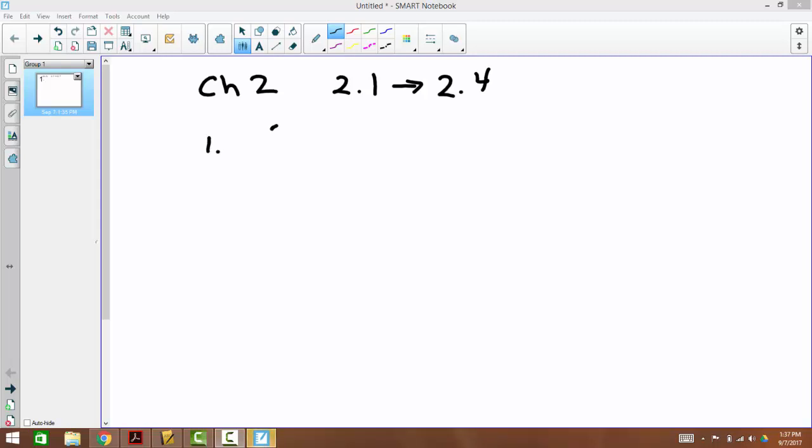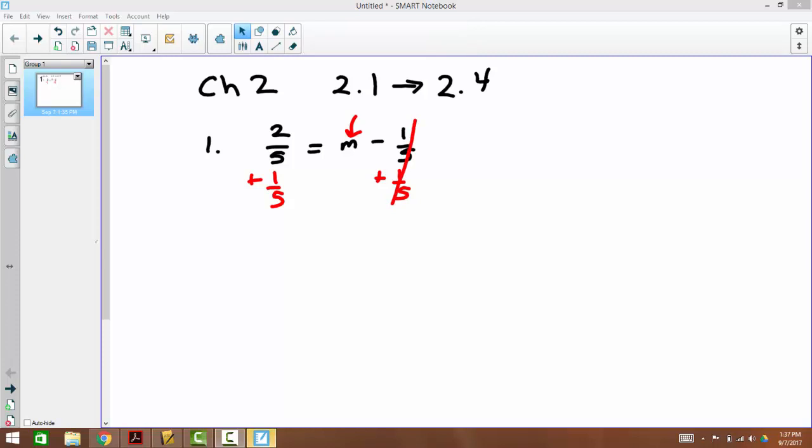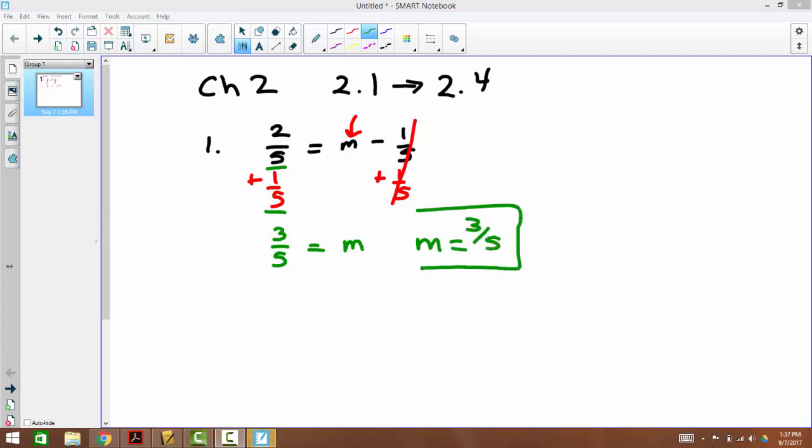So the first problem is 2/5 equals m minus 1/5. Now you're solving an equation here and you want to isolate the m. So you are going to add 1/5 to both sides to get the m alone. That makes these cancel. So 2/5 plus 1/5 is 3/5. When you add, you have a common denominator and you just add the numerator. And I would probably flip this around and write m equals 3/5, and that is your answer.